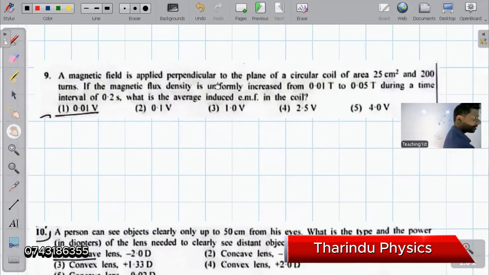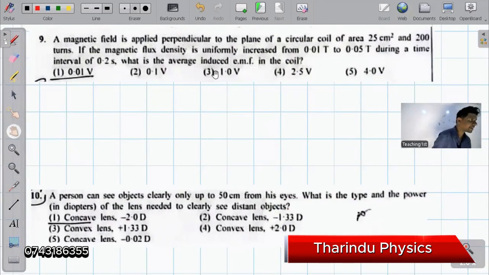Now let's go for the other one. A magnetic field is applied perpendicular to the plane of a circular coil of area 25 square centimeter and 200 turns. If the magnetic flux density is uniformly increased from 0.01 Tesla to 0.05 Tesla during a time interval of 0.2 second, what is the average induced EMF in the coil?